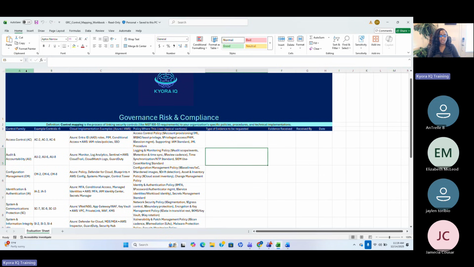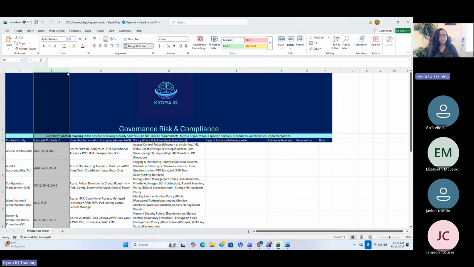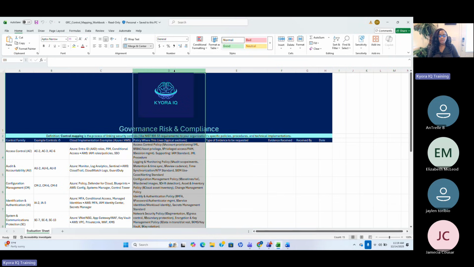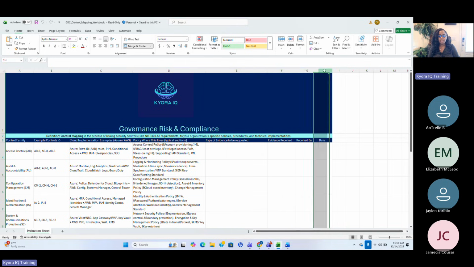So in column A, we have the control family. In column B, we have the list of controls. In column C, we have the infrastructure, whether it's Azure or AWS infrastructure. In column D, we have where the policy lives. In column E, we have the type of evidence to be requested. Again, we'll go into more detail on what this is shortly. Then in column F, we have evidence received, G, received by, and the date. Similar to how you conduct an audit and what that Excel spreadsheet would look like.